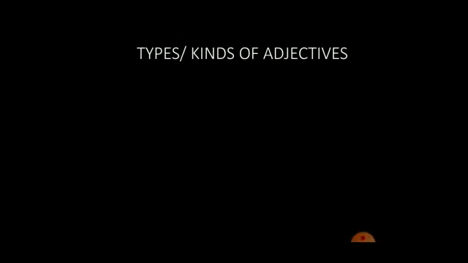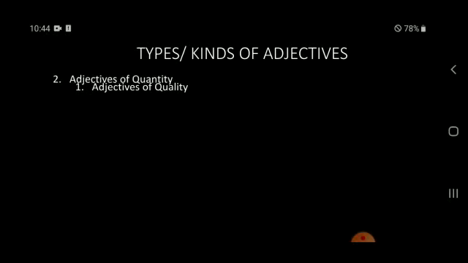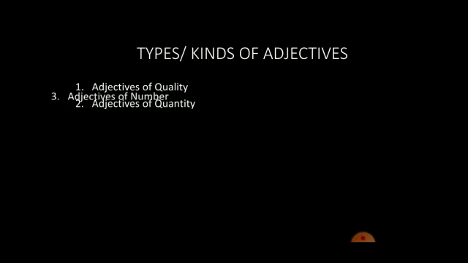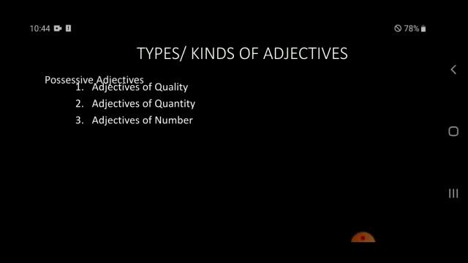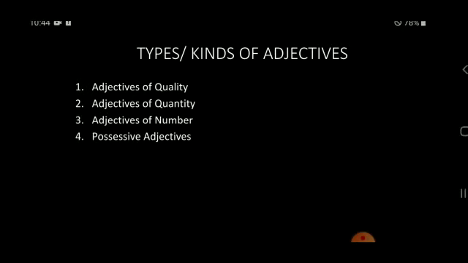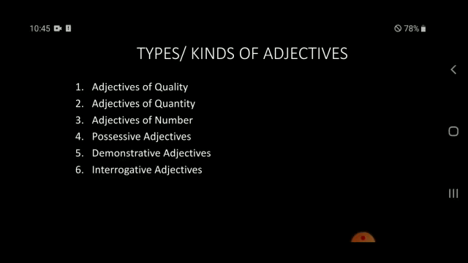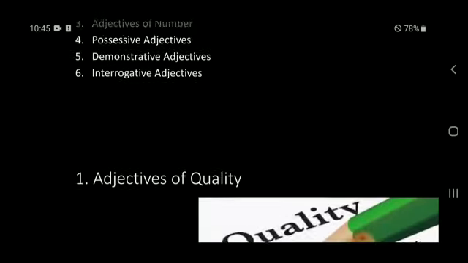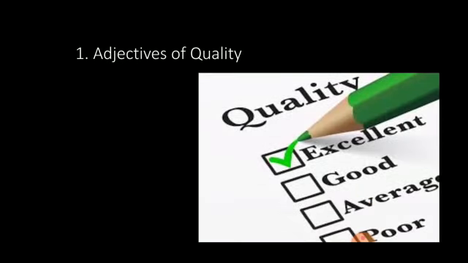Let's move on to the next, types or kinds of adjectives. In English grammar, we have many kinds of adjectives, but today we will discuss only 6 kinds of adjectives. Adjectives of quality, adjectives of quantity, adjectives of number, possessive adjectives, demonstrative adjectives, and the last one, interrogative adjectives. So students, let us discuss the kinds of adjectives one by one.